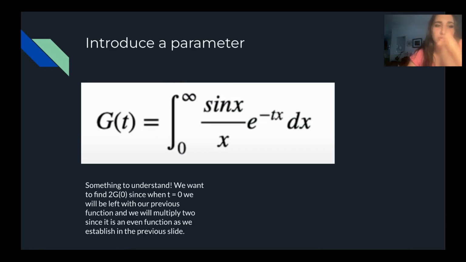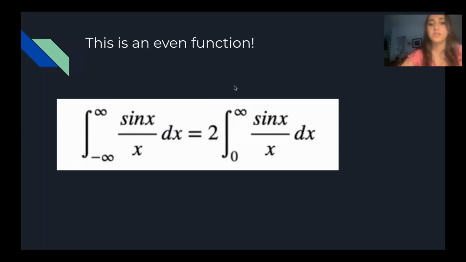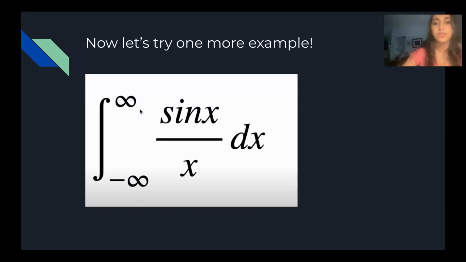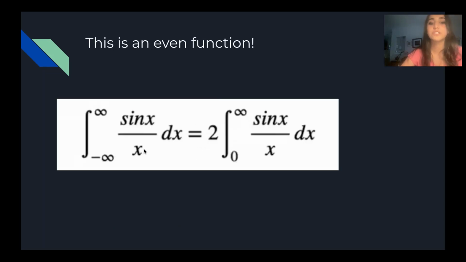But as time goes on, you'll understand more about what parameter you need to use as you keep solving more and more problems. But for now, just bear with me on why I chose this parameter. Something to understand is that we want g of 0 in this case, and the reason that we want g of 0, like the last problem, we wanted to find g of 1 since we set t equal to 1. The reason that we want to find g of 0 this time is because when we make t equal to 0, it will just give us the original function that we're dealing with, the sine of x over x, the original integral.